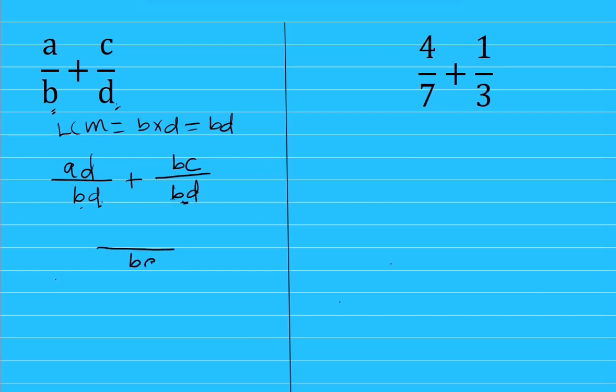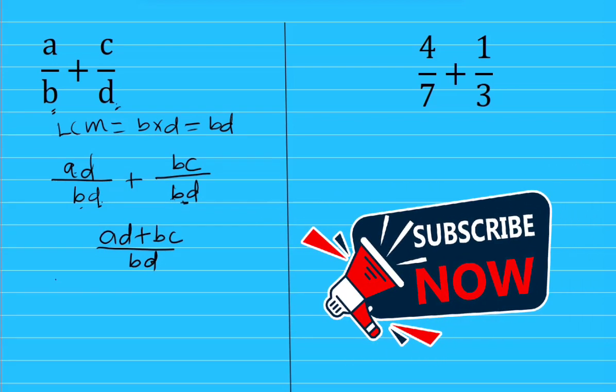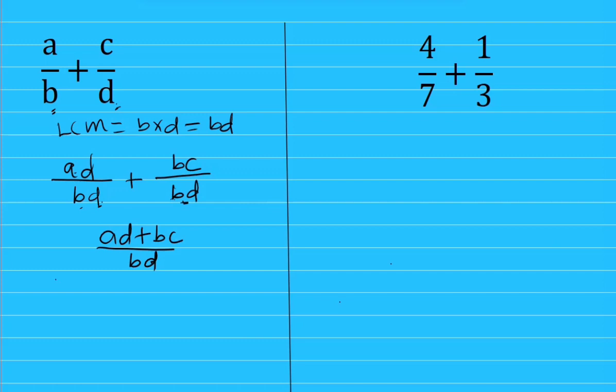When that happens, we can go ahead and add the numerators. So we have AD plus BC. AD plus BC. If these were numbers, you would have just added them and then simplified as the need may be.